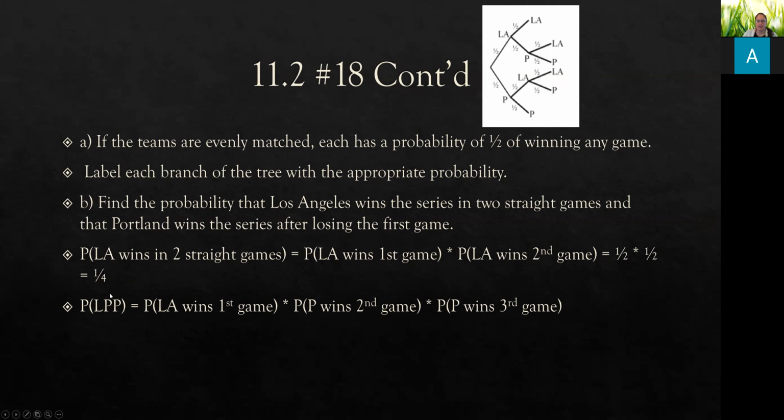The probability that LA wins the first one, and then Portland wins the second, and Portland wins the third, that's the probability that LA wins the first game, times the probability that Portland wins the second game, times the probability that Portland wins the third game. So we're multiplying 1/2 times 1/2 times 1/2, and that gives me 1/8.